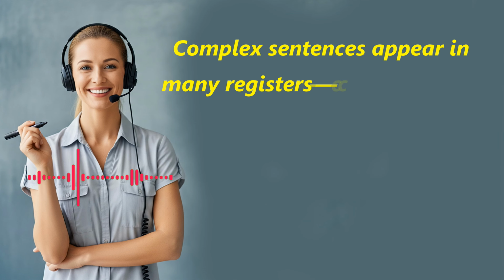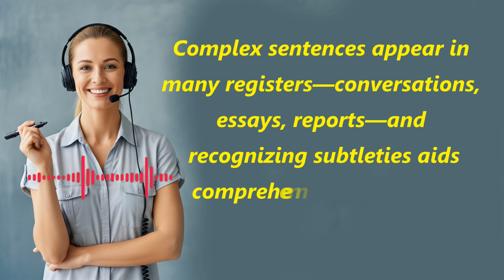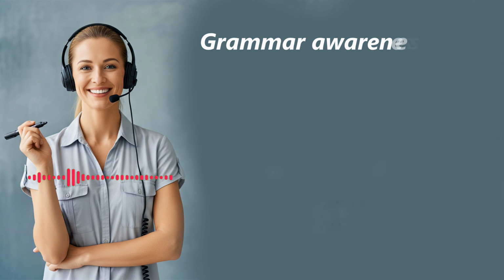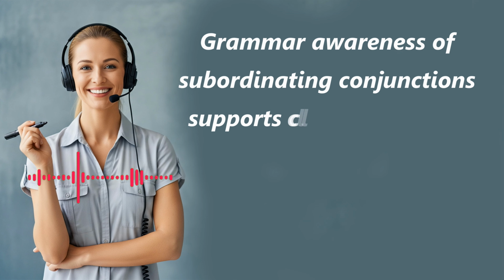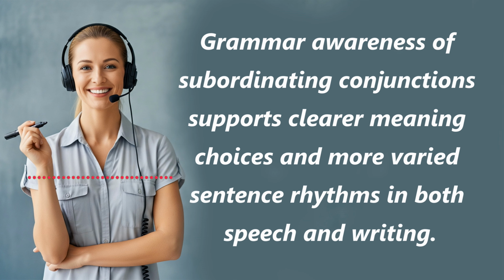Complex sentences appear in many registers, conversations, essays, reports, and recognizing subtleties aids comprehension and more precise expression. Grammar awareness of subordinating conjunctions supports clearer meaning choices and more varied sentence rhythms in both speech and writing.